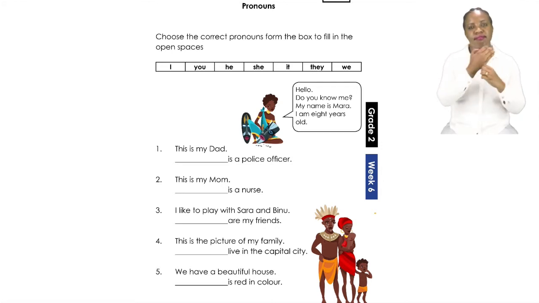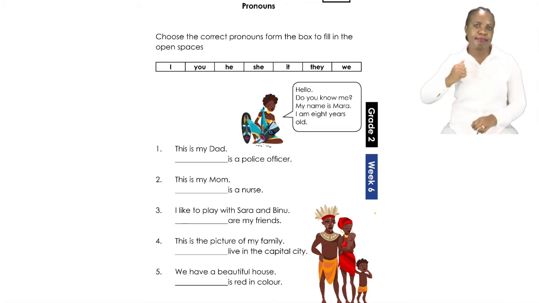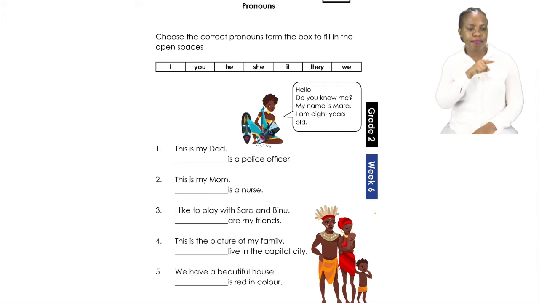Now the sentences that follow are about Mara's family, but we need to use the correct pronoun. We are only going to do number 1 and number 2 together. So let us say number 1. This is my dad. Dash is a police officer. Let's repeat. This is my dad. Dash is a police officer.